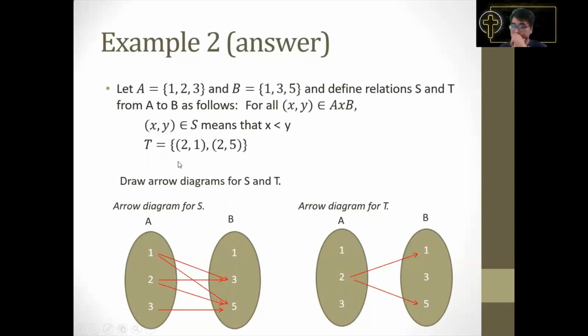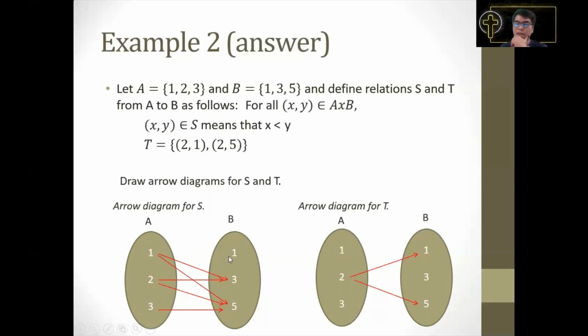For instance, in set A, all the elements are written down. In set B, all its elements are also written down. Now, we connect with an arrow only if the element in A is related to the element in B. So as we can see, 1 is related to 3 and 5 because it satisfies the condition that x is less than y. 1 is less than 3 and 1 is less than 5.